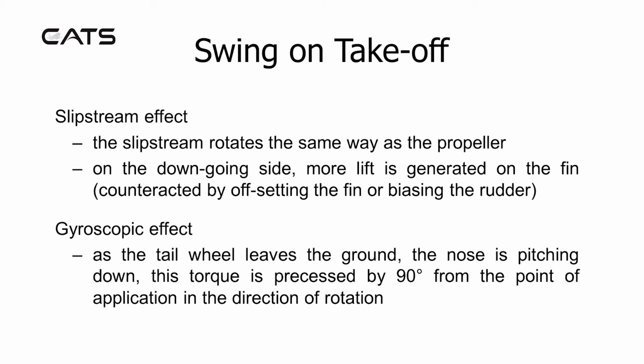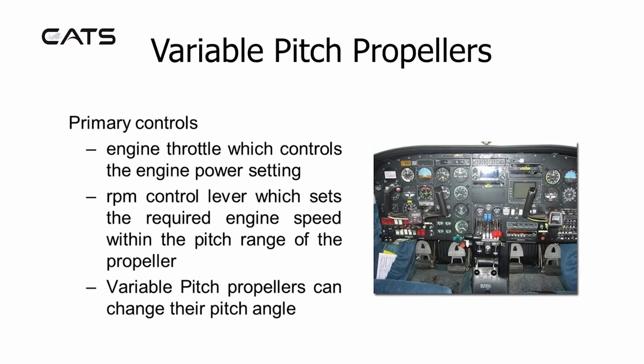Gyroscopic effect. As the tail wheel leaves the ground, for a tail dragger, the nose will be pitching down. This torque is precessed by 90 degrees from the point of application in the direction of rotation. Variable pitch propellers.